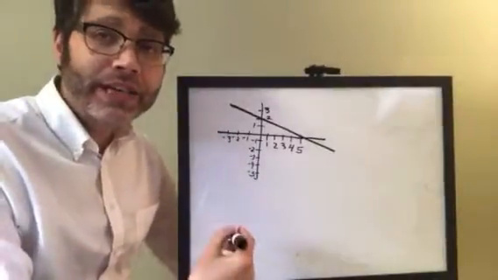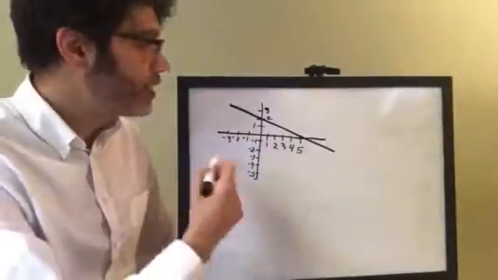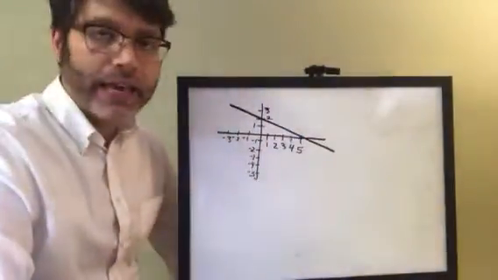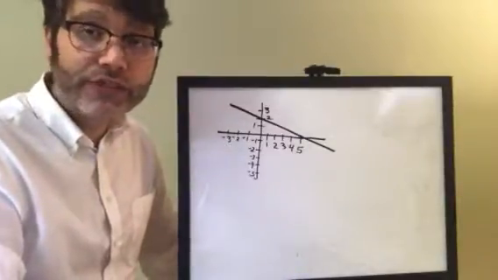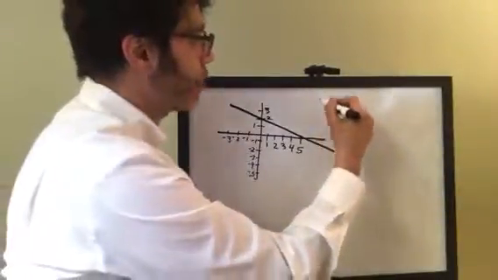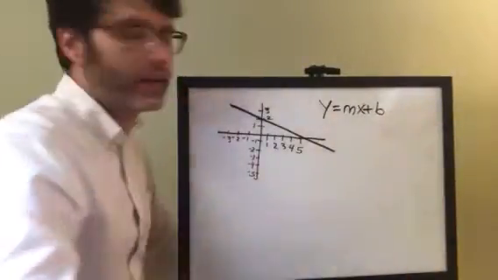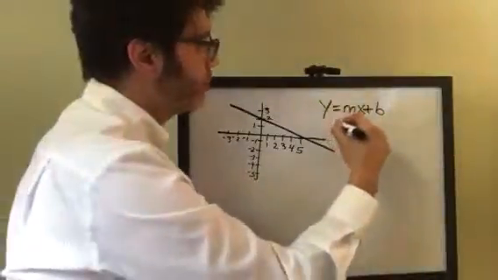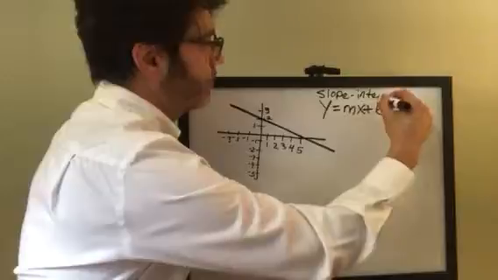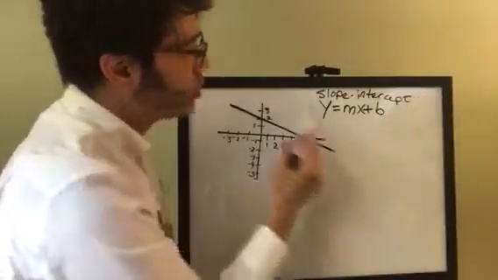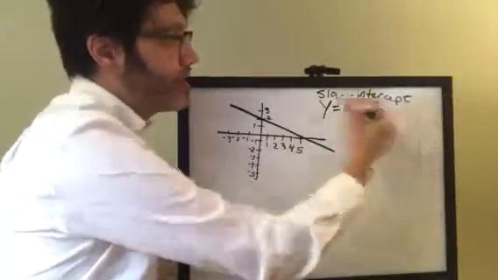All right, in this case, what we're going to do is come up with an equation of this line, and we're going to practice how to come up with that. So the first thing that we're going to do is write our y equals mx plus b, which is called the slope-intercept form. This is called the slope-intercept form of our equation of a line.